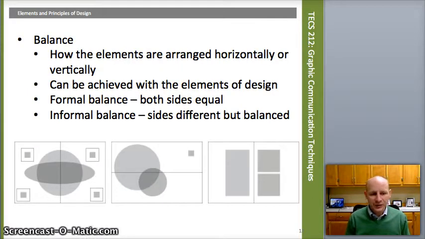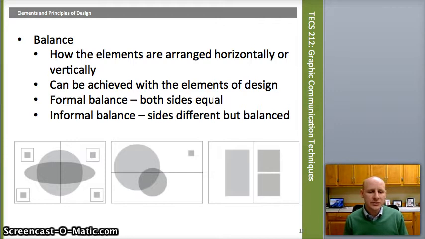The second principle is balance. Balance refers to how elements are arranged horizontally or vertically. Balance can be achieved by using the elements of design. We can create balance with color. We can create balance with lines and shapes and texture. And we have two types of balance: formal balance and informal balance.